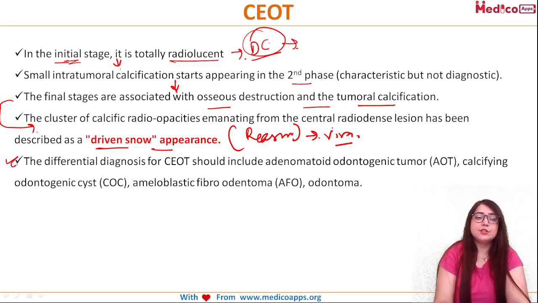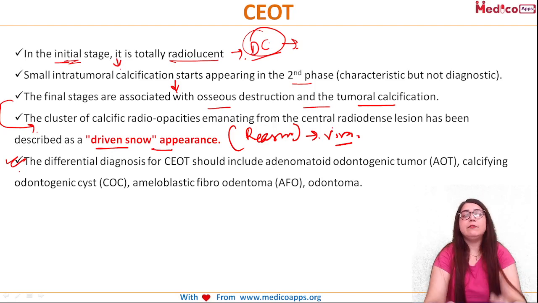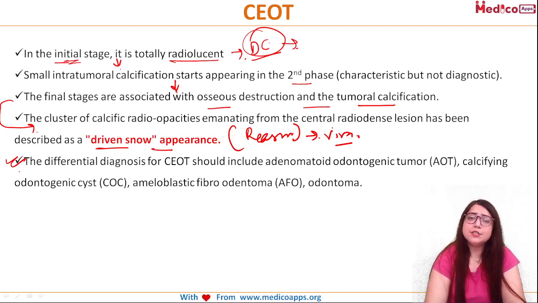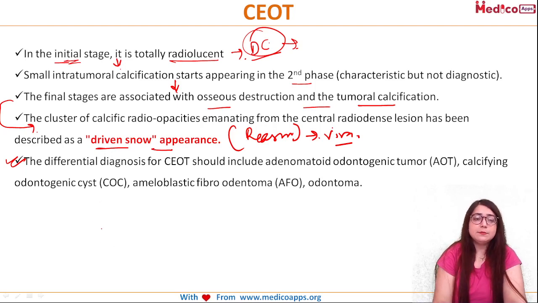Now coming on to the differential diagnosis. If you are giving an exam in oral medicine, differential diagnosis is one of the most important questions which the examiner will ask you, and even for your written exams they'll give short notes or they'll ask long questions. So you need to write the differential diagnosis. Even if you're practicing from a practical point of view, you need to know the differential diagnosis, that other than this, what all it could be. So for CEOT, the differential diagnosis is AOT, calcifying odontogenic cyst, ameloblastic fibro-odontoma, and odontome. All these are the differential diagnosis of CEOT or Pindborg tumor.